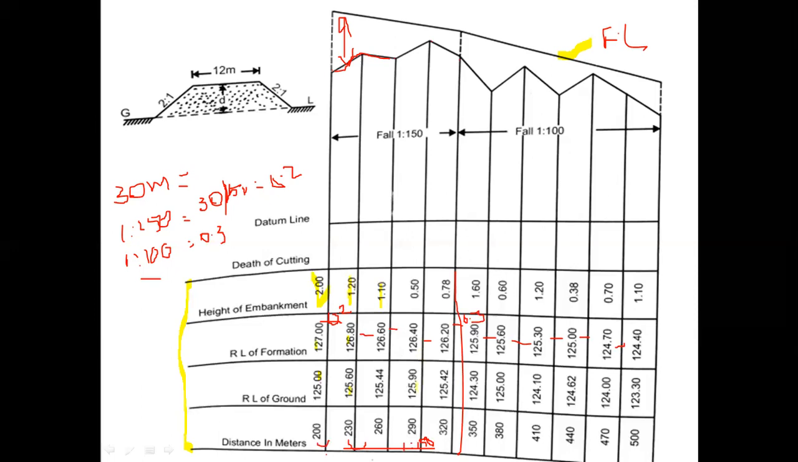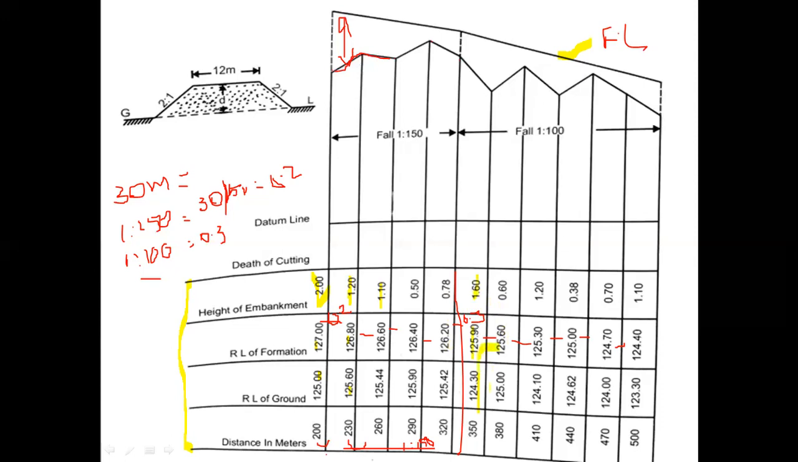126.40 minus 125.90 is equal to 0.50. Next one is 126. So here, take the round figure value or the exact value. Next one, 126.20 minus 125.40 is equal to 0.78. Next, 125.90 minus 124.30 is equal to 1.60.